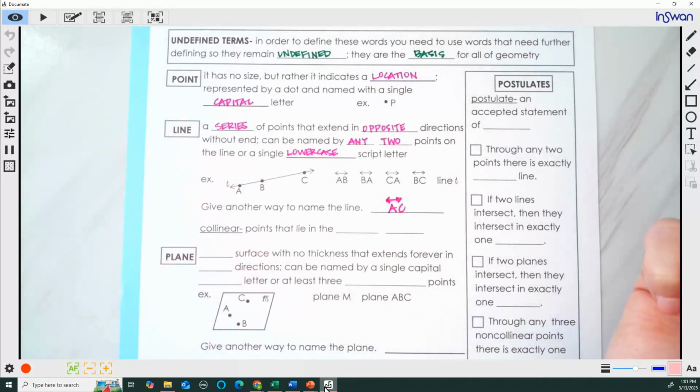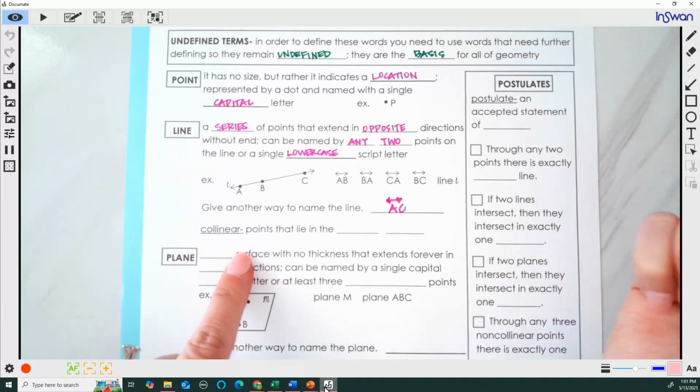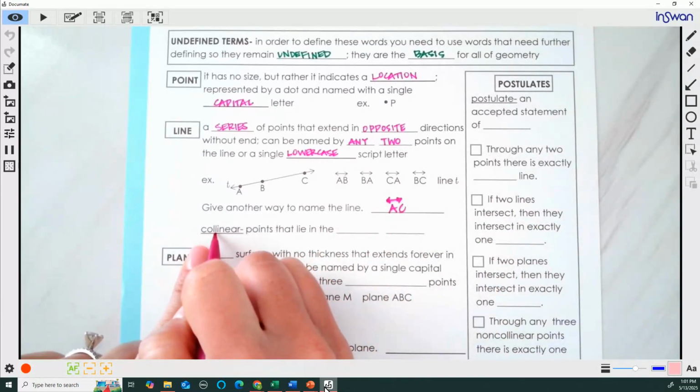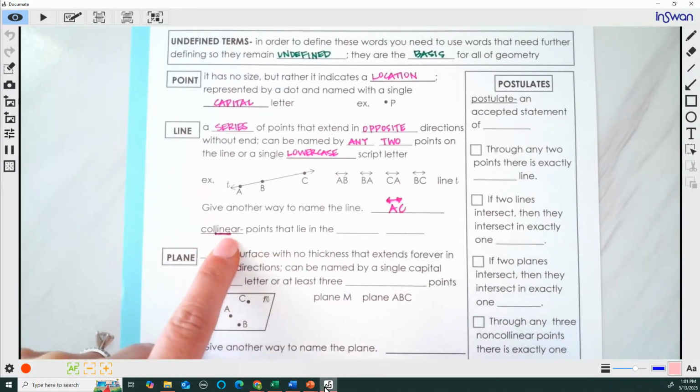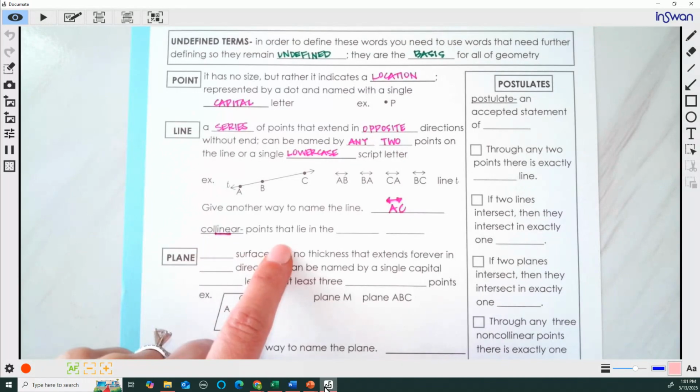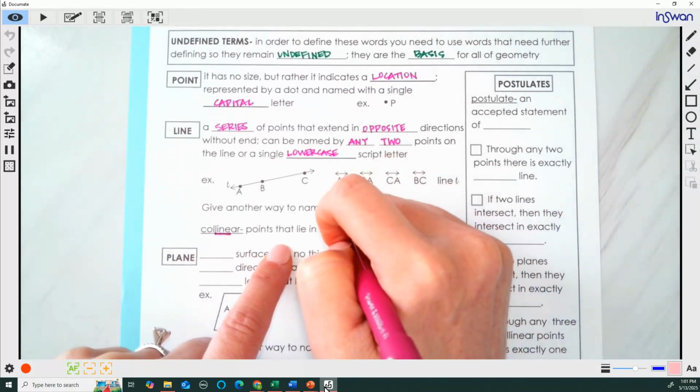While we're talking about what a line is, we're going to talk about what collinear means. And it has the base word in here of line. So collinear is a way to describe points that lie in the same line.